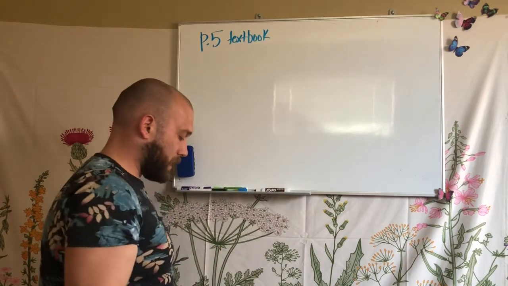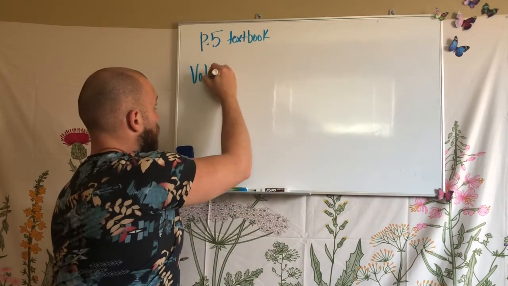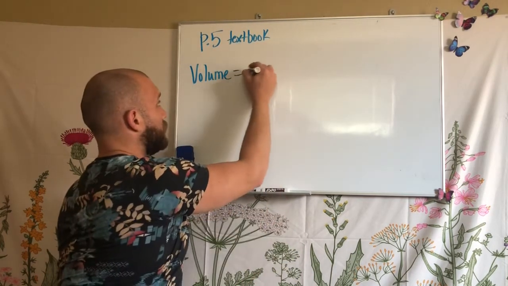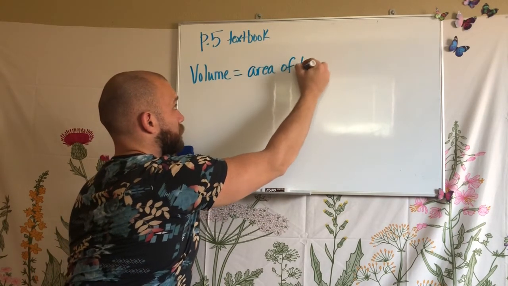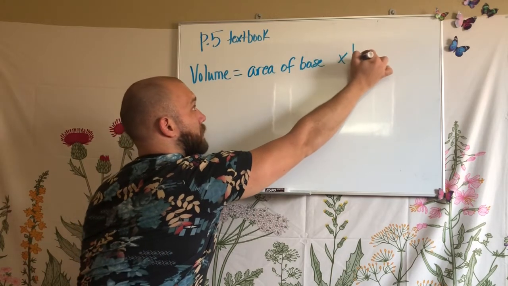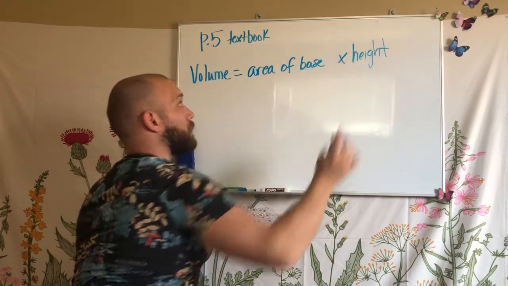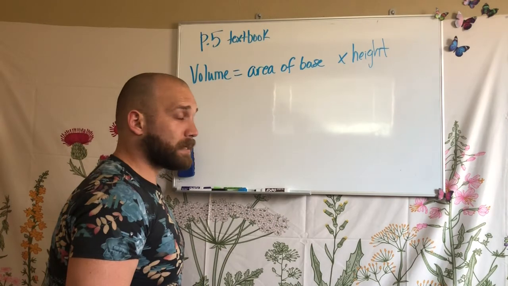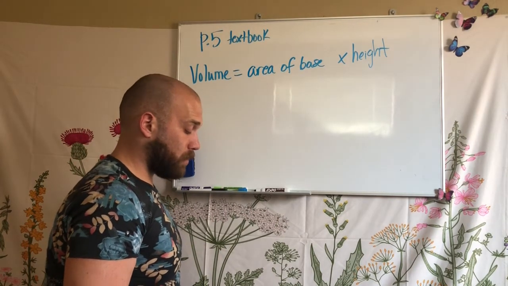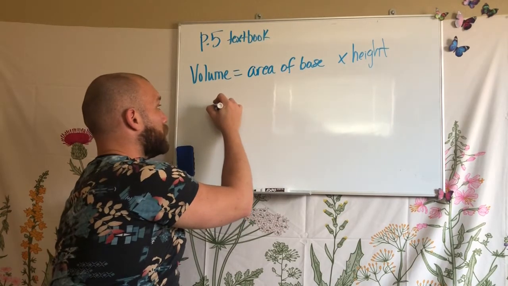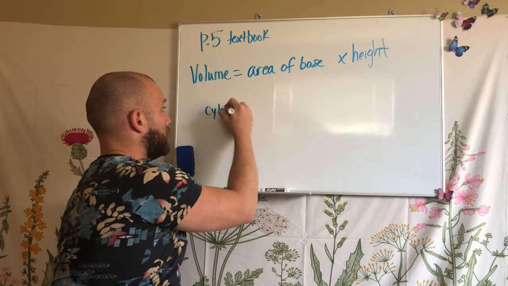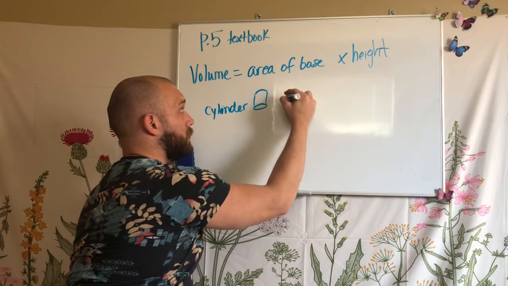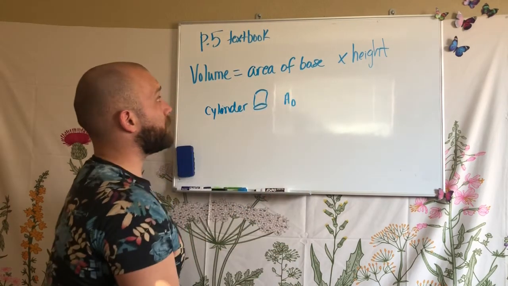This is part of your independent work, but I want to get you started on it. Remember, volume equals area of the base times the height. So, remember, you have 2 different shapes here. You have a cylinder and a rectangular prism. For a circle or a cylinder, the area of the circle is what you need to find first.